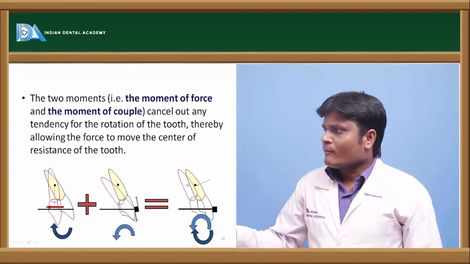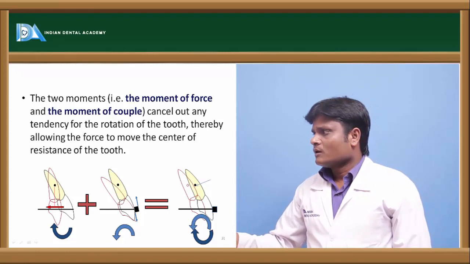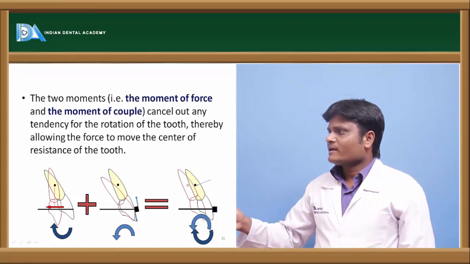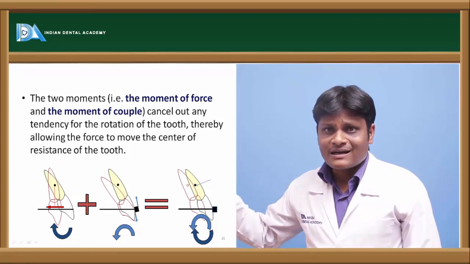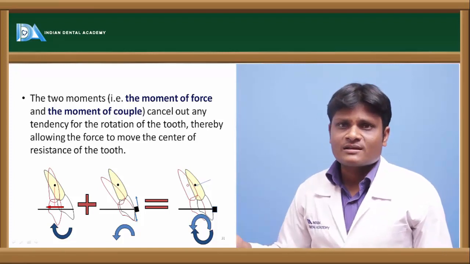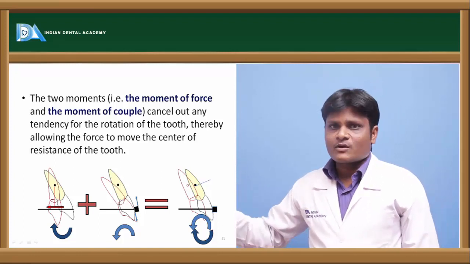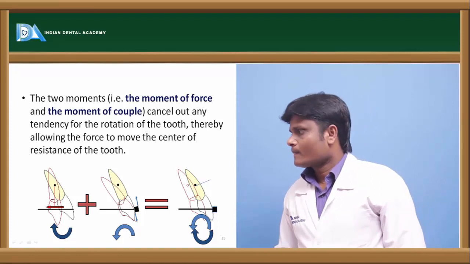Now, the moment in a clockwise direction produced by the applied force on the crown will be balanced by the counter moment created by the coupled force produced by the arch wire in the bracket. So when these moments cancel out each other, there will be a translation or bodily movement.